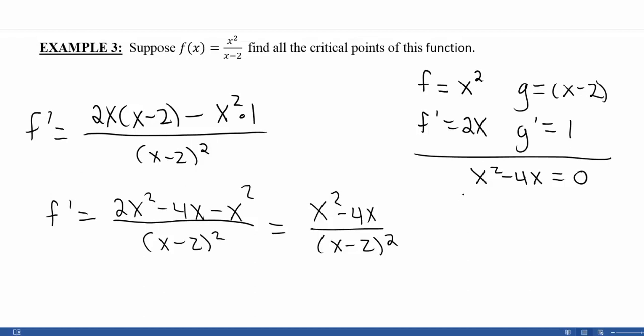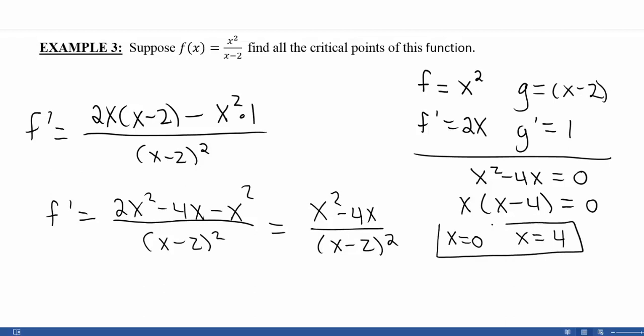So I'm going to factor out an x, and that's going to leave me with x minus 4. So again, I have two things multiplied together equals 0. That means I need to set each one equal to 0 to see if there's a value that would give me 0. So the first would say x equals 0. Well, that's a value. So that's my first critical point. Now if I set x minus 4 equal to 0, I get x equals 4. That's my second critical point. So from my numerator, I have found two critical points.